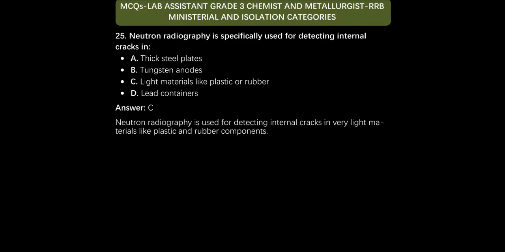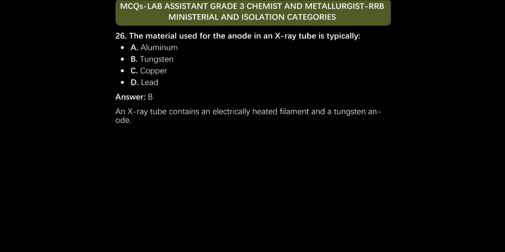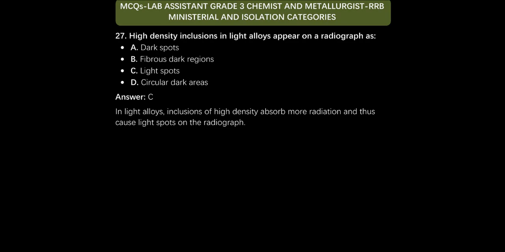Neutron radiograph is specifically used for detecting internal crack in option C, light materials like plastic or rubber. The material used for the anode in X-ray tube is typically option B, tungsten. High density inclusion in light alloy appears on a radiograph as option C, light spots.